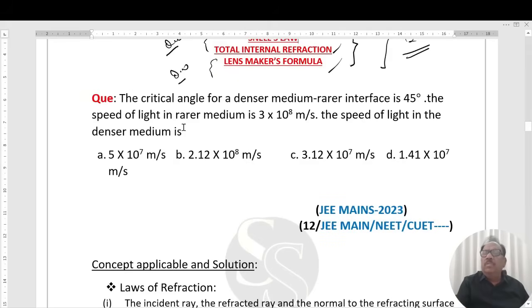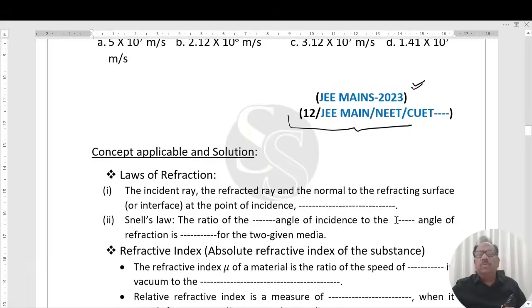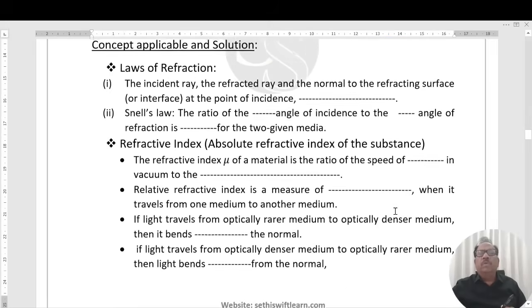The critical angle for a denser medium to a rare medium is 45 degrees. The speed of light in the rare medium is 3 into 10 to the power 8 meter per second. You have to find the speed of light in the denser medium. This question is taken from JEE Mains 2023. Concept, applicability and solution: laws of refraction.